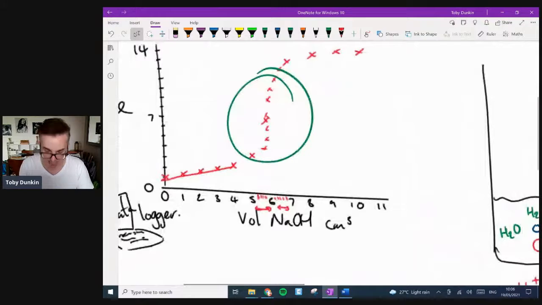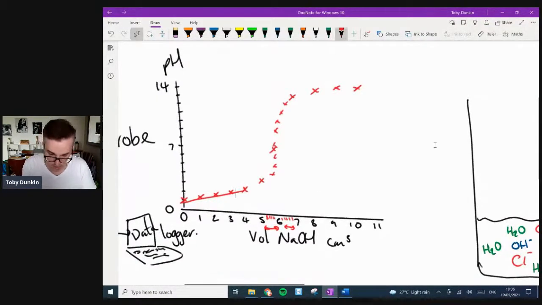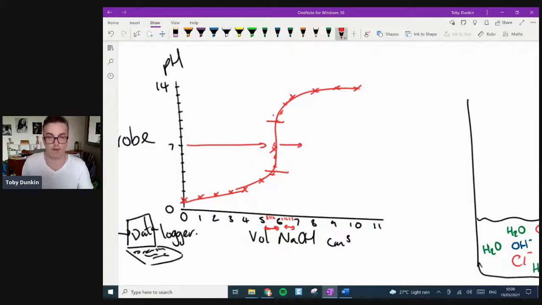And this is actually where the indicators have to change color. Just to tell you, by the way, that neutral is pH 7, and it is dead in the middle of the vertical region. If you ever get to do one of these graphs in the exams, there's your vertical region, and neutral is called the equivalence point. The true equivalence point, the true neutral point, is the middle of the vertical region.